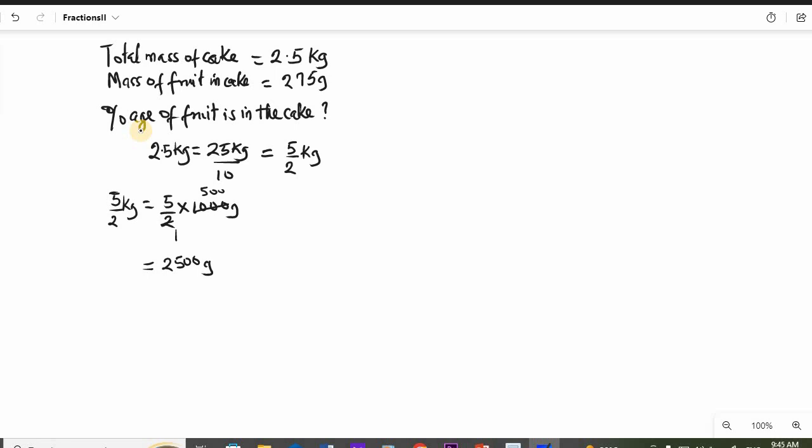So we have to find the percentage of fruit in the cake. We say the mass of fruit in cake, which is 275, divided by the total mass of cake, which is 2,500 grams, times 100%.